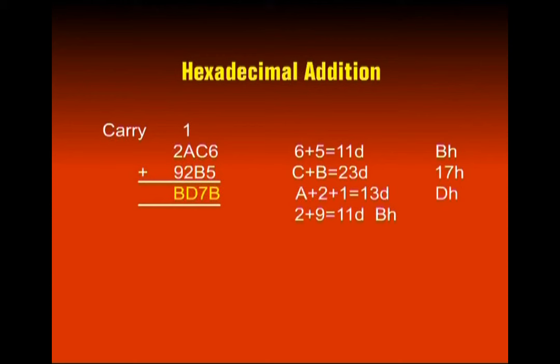Now adding the digit A and the digit 2 along with the carry generated from the previous two digits, the answer is 13 decimal. 13 decimal is represented in hexadecimal as D. No carry is of course generated. Finally, adding the most significant hexadecimal digits 2 and 9 results in 11 decimal, which is equivalent to B in hexadecimal. So the answer is BD7B. Hexadecimal addition is similar to binary addition and decimal addition; carries are generated.